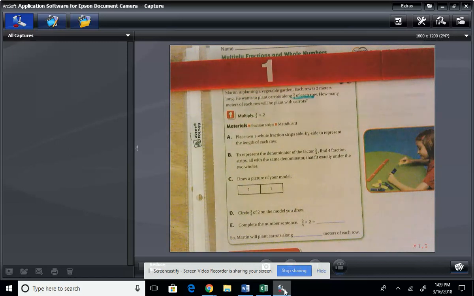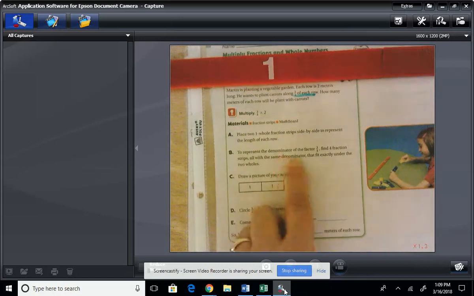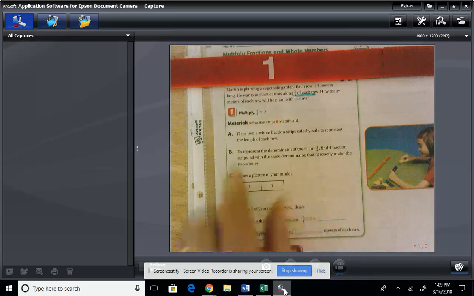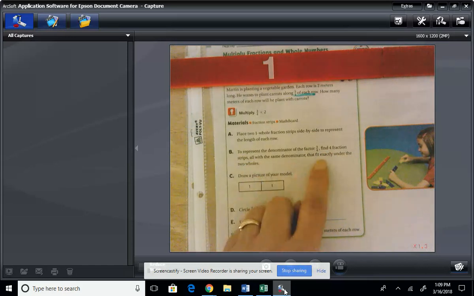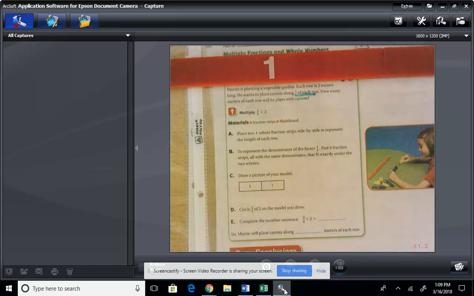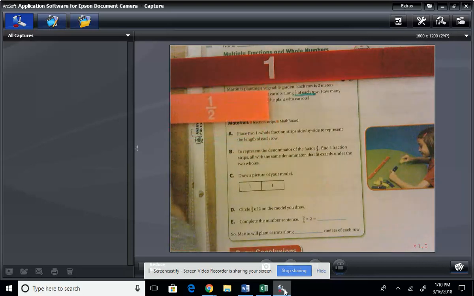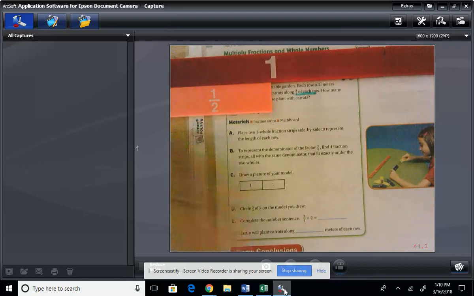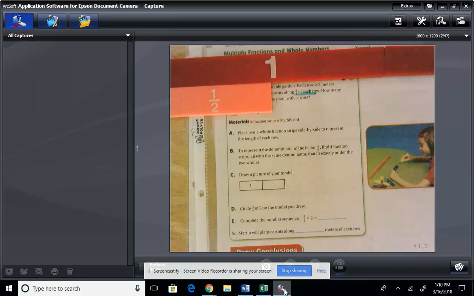Place 2 to represent the denominator of each fraction. For 3/4, find 4 fraction strips, all the same denominator, that will fit exactly under the 2 wholes. So now here's your experimental time of laying out halves. Well, I know halves will work because I know 2 halves will be there. So I'm going to go with halves, and I'm just going to put them out there.